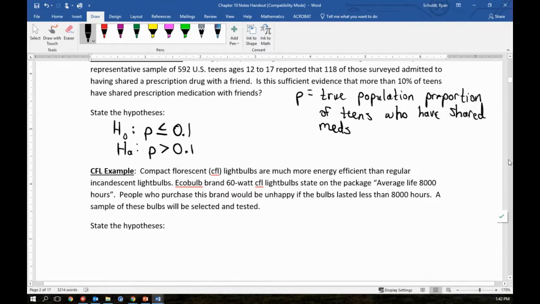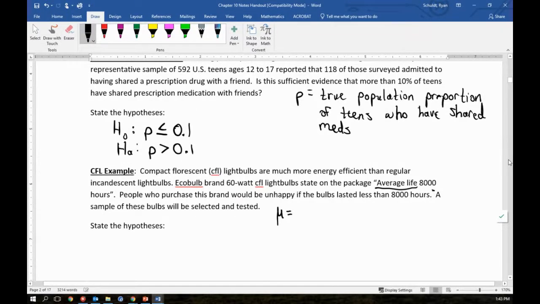So, anyways, EcoBulb brand 60 watt fluorescent light bulbs state on the package that they have an average life of 8,000 hours. People who purchased the brand would be unhappy if it was less than 8,000. A sample of these bulbs will be selected and tested. So for one, we're testing the average life. So which population characteristic deals with average?